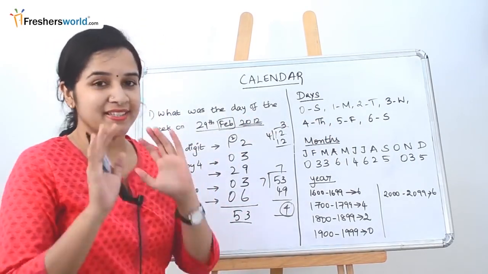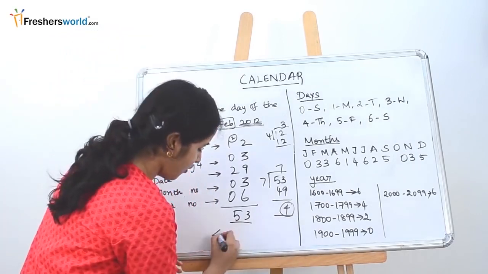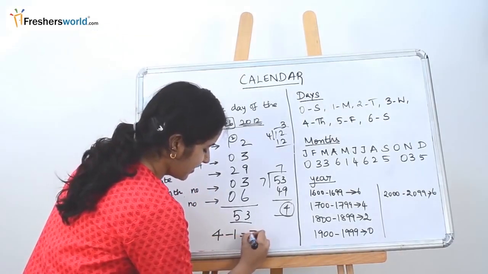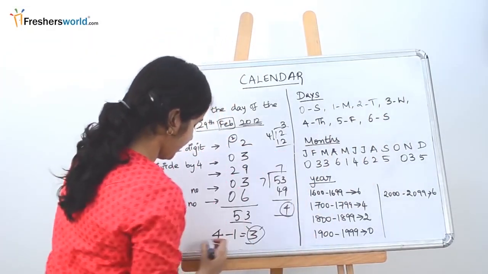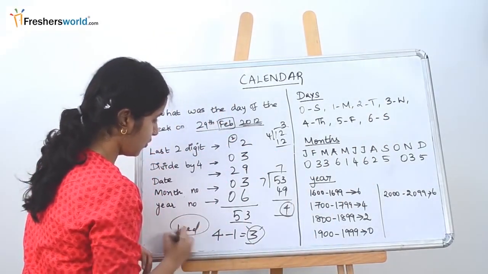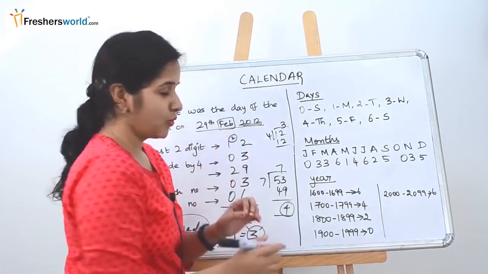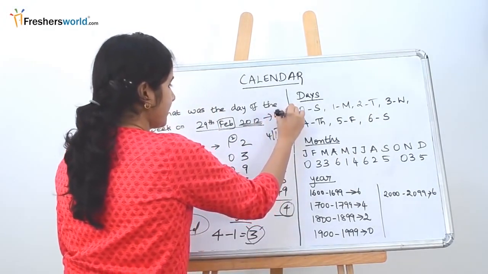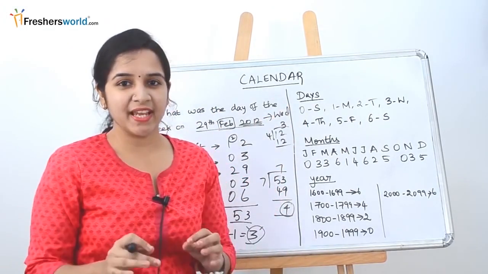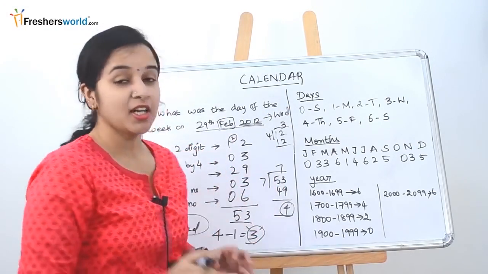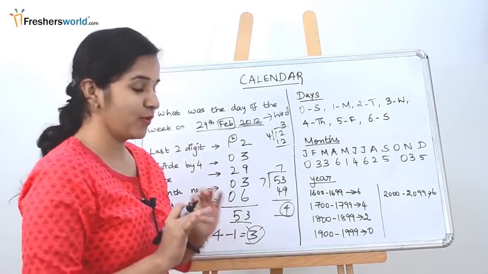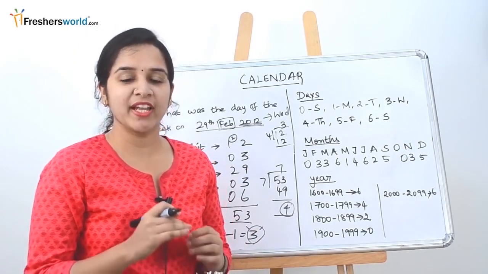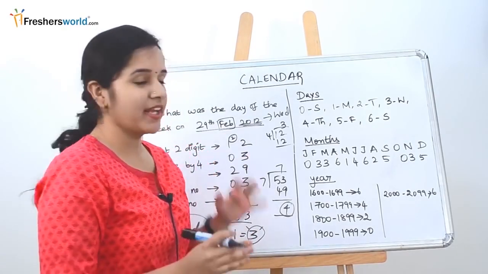So what do we do? The same steps, but take 4 and subtract 1, which is 3. So 3 corresponds to Wednesday. So 29 Feb 2012 falls on a Wednesday. It is the same step that we followed for a normal year. The only minor change in the last step is that we subtract 1. You can use the same method for any other leap year to find what day it falls on.